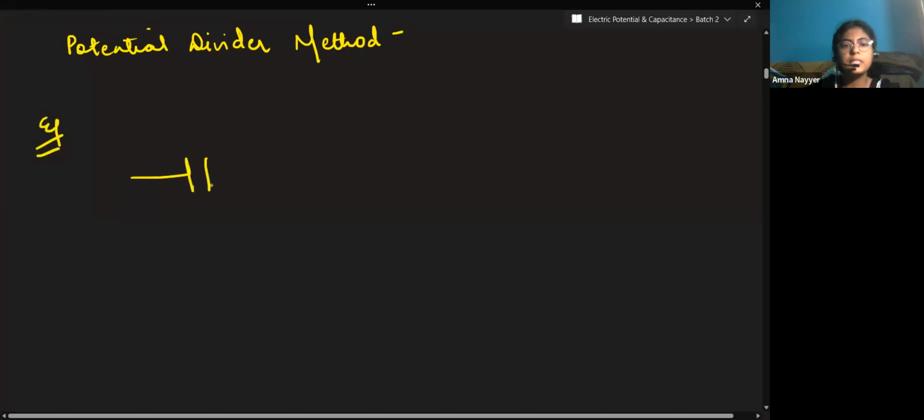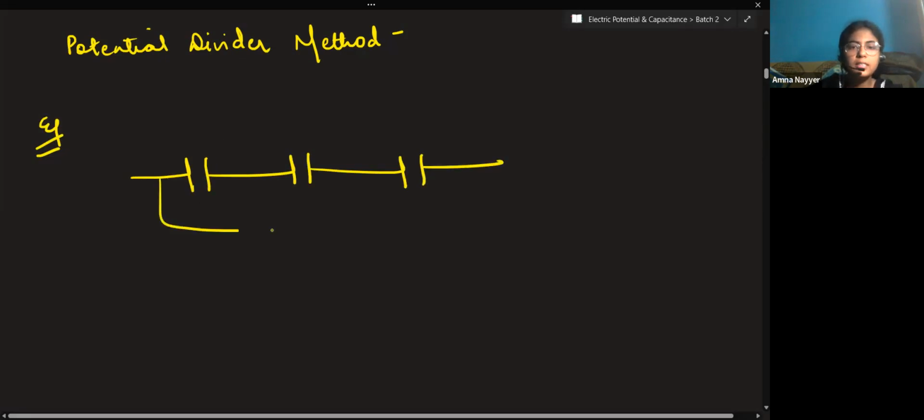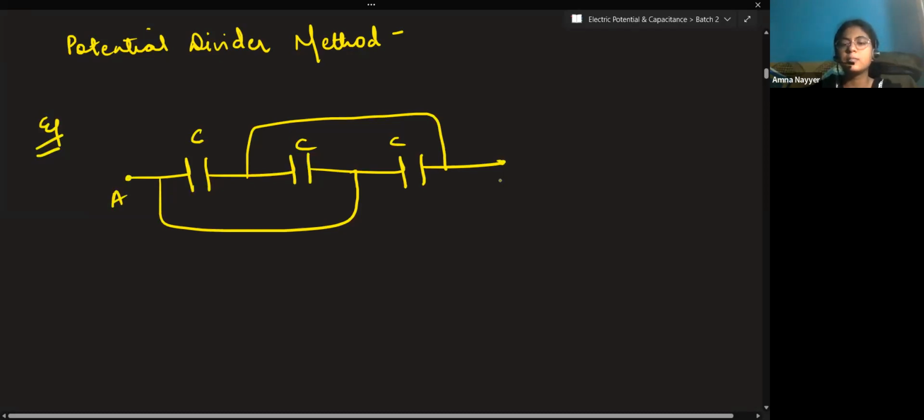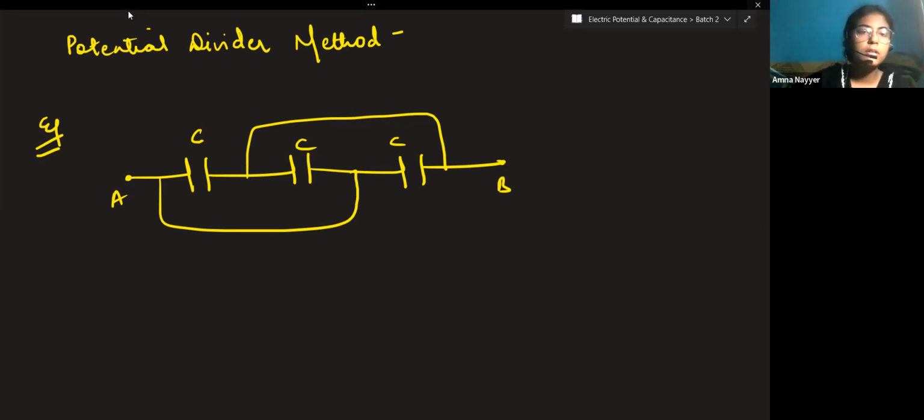For example, 3 capacitors are connected. Now a wire has been added in this manner and another wire has been added in this manner. This is the typical question that usually comes in your exam. Let's say C, C, C are the capacitances. This is point A, this is point B. Now, the same wire will have the same voltage. So transmit all the voltages across the same wire. See how?